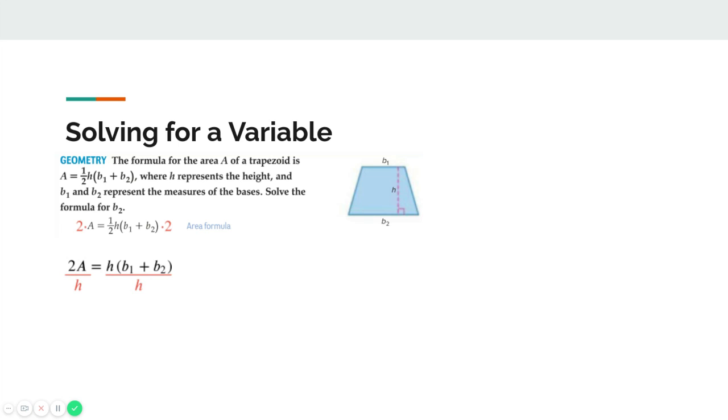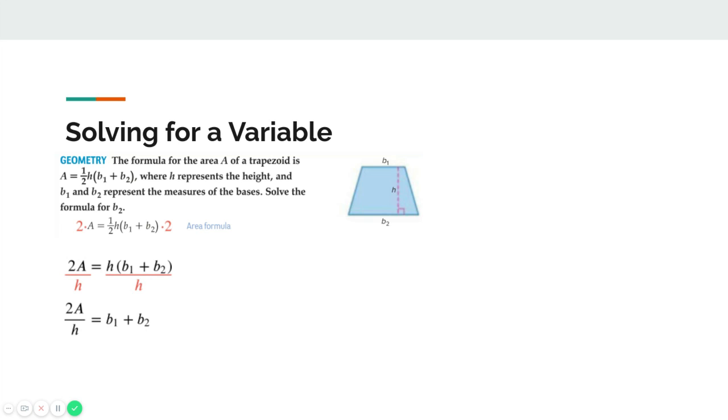Left side, you have 2A over H. The right side, there's an H on top and an H on the bottom. They will cancel each other out. So here's what you have left. 2A over h equal to b1 plus b2.